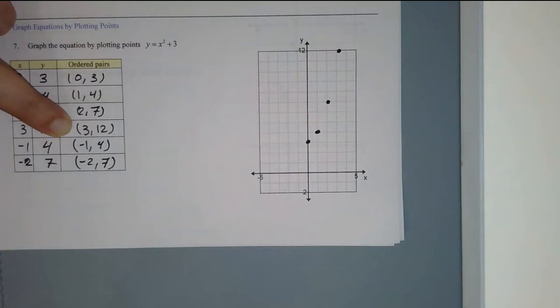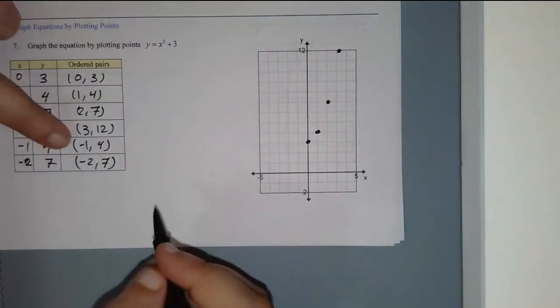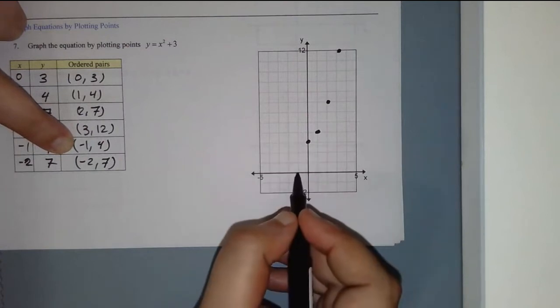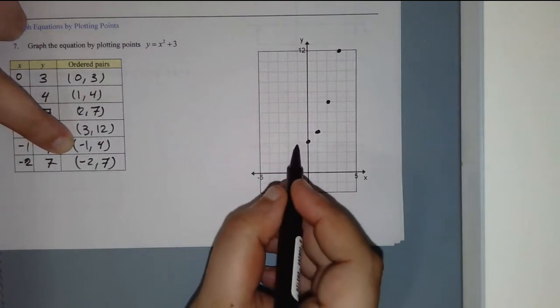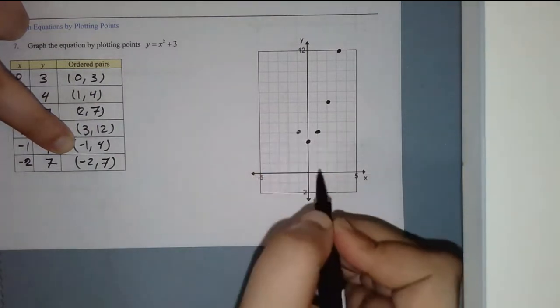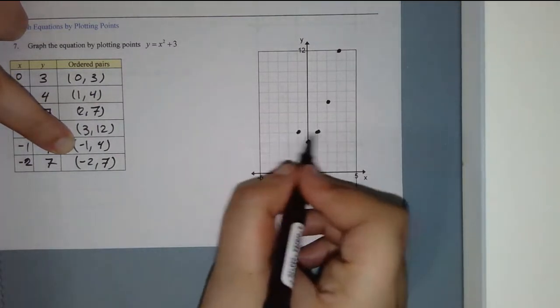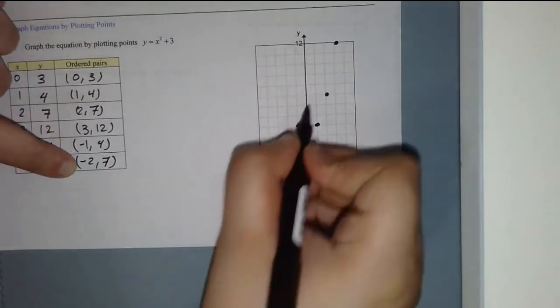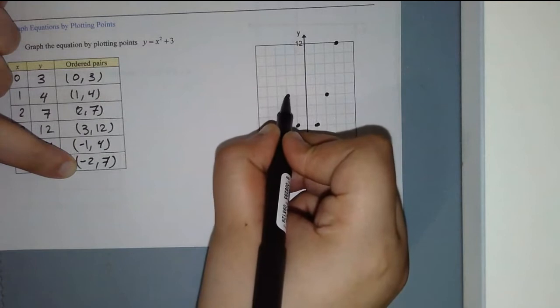That's 3, 12. Okay. Next we have negative 1. So we're going to the negatives now. Negative 1 and 4. So 1, 2, 3, 4, right here. Negative 1 and 4. Again, 4 for y. And then you have negative 2 and 7, just right here.